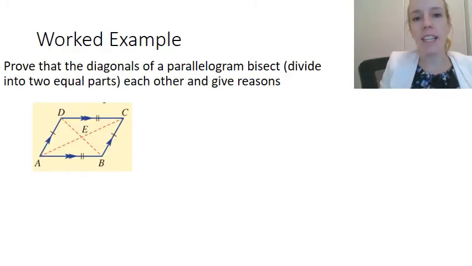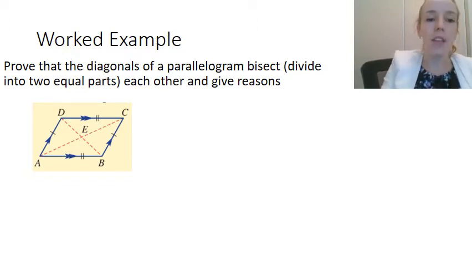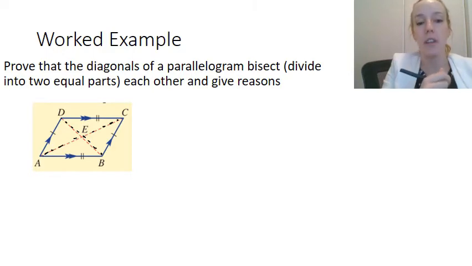So our second worked example is a little bit more complex. This worked example asks us to prove that the diagonals of a parallelogram bisect, which means to divide into two equal parts. So we have to prove that the diagonals of the parallelogram bisect each other and give reasons for that. Okay, so this is our parallelogram. We've got to prove that this line and this line actually bisect each other, so cut each other equally in half.